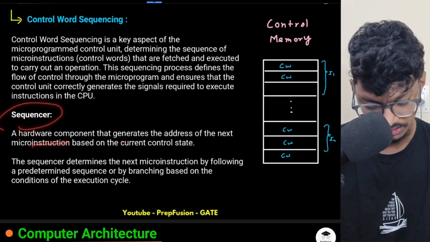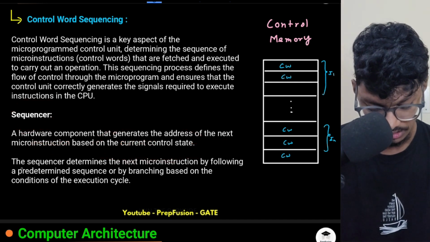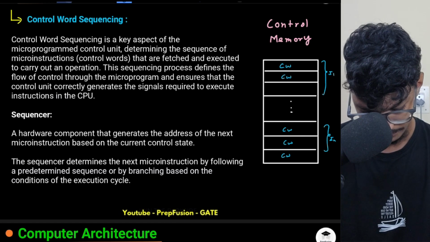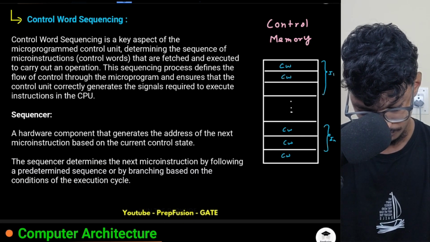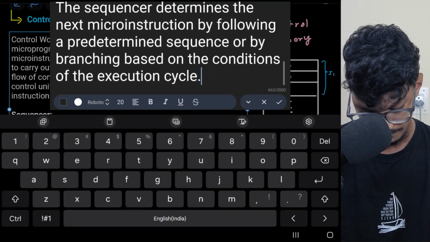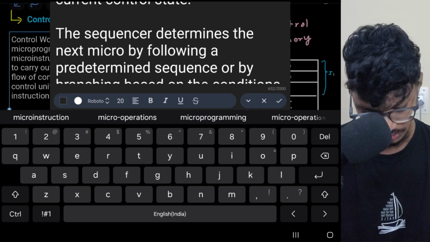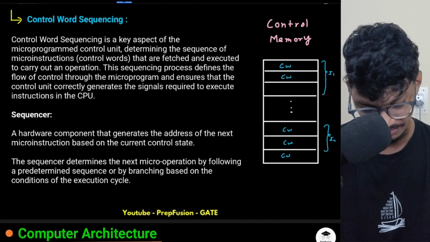A sequencer is a hardware component that generates the address of the next micro instruction based on the current control state. This should not be micro instruction, this should actually be micro operation. The words are very important. If somehow we mess up micro instruction and micro operation, the meanings will change.